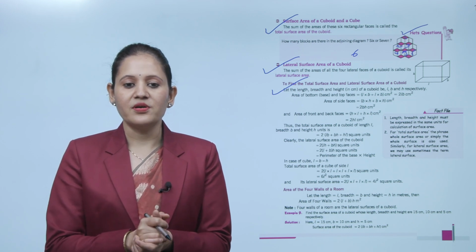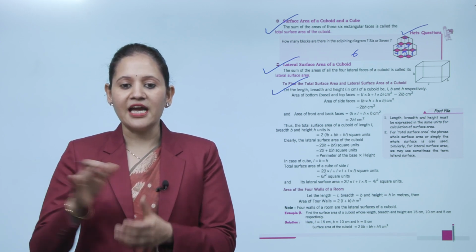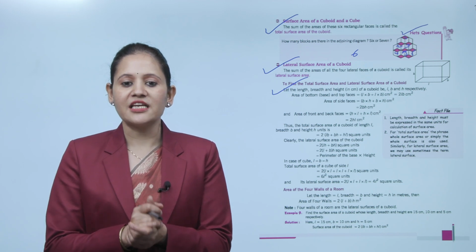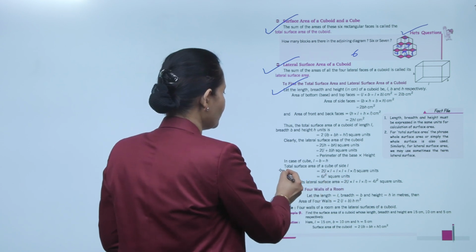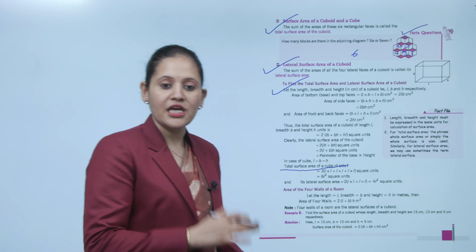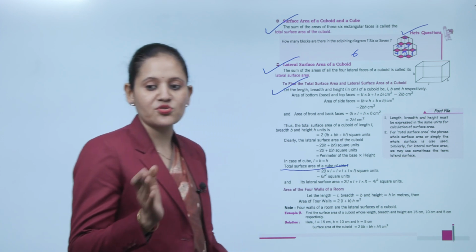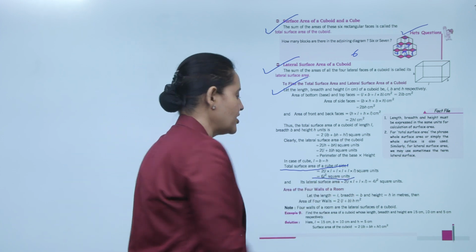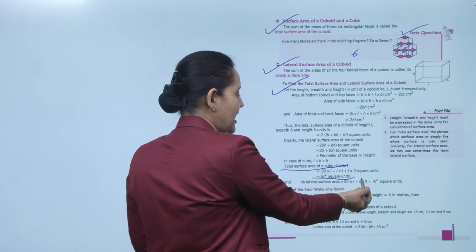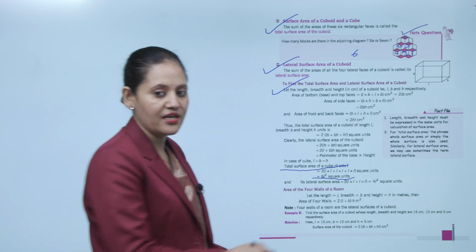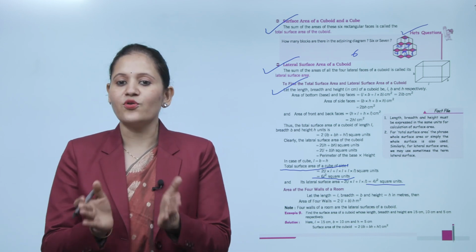In the case of a cube, L equals B equals H, because in a cube length, breadth and height are equal. So the total surface area of the cube of side L is equal to 2 into (L into L plus L into L plus L into L) square unit, that is equal to 6L square unit. And the lateral surface area is equal to 2 into (L plus L) into L, that is 4L square unit. So total surface area is 6L square and the lateral surface area is 4L square.